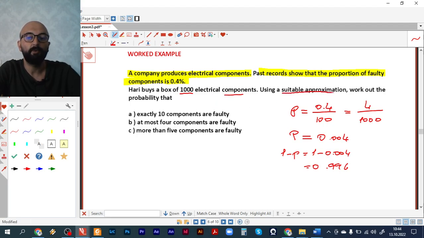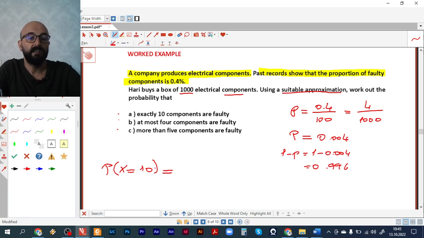Using a suitable approximation, work out the probability that A, B, C. You have 1,000 components, and your chance is 0.004. And exactly 10 components are faulty. If you compute the probability of 10 components being faulty by using binomial distribution, it is a very hard process.